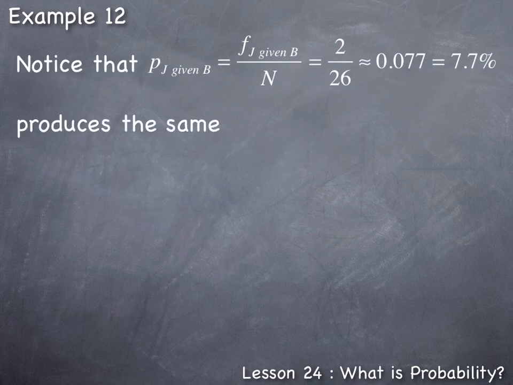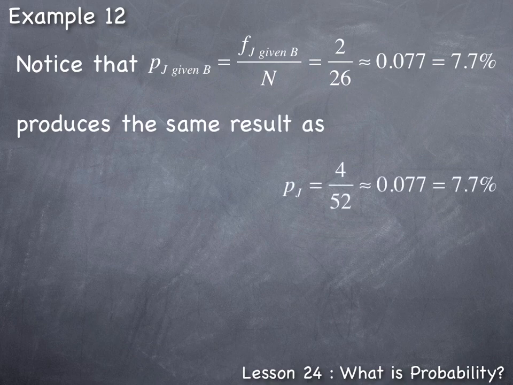Notice that this given probability produces the same result as the non-given probability. That is, the probability that the randomly selected card is a jack without any given information means we find the probability of getting a jack out of the total number of cards in the deck. There are 4 total jacks out of a total of 52 cards in the deck. 4 out of 52 also works out to 7.7%. So notice this given information doesn't change the probability or likelihood of the card being a jack.